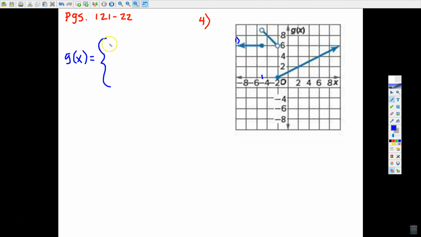So g of x equals 6, but according to this line, that's only true if the x coordinates on this line are less than or equal to -5. You've got to remember these units are in twos. This would be -5 on the x-axis. So we're only using x coordinates on this line that are -5 and smaller. And that's what this inequality states. Okay, that takes care of that piece.